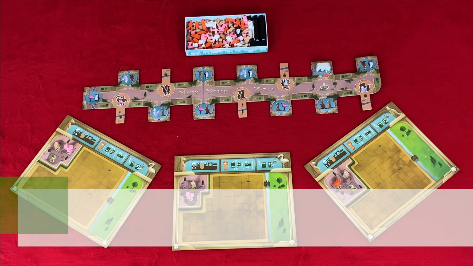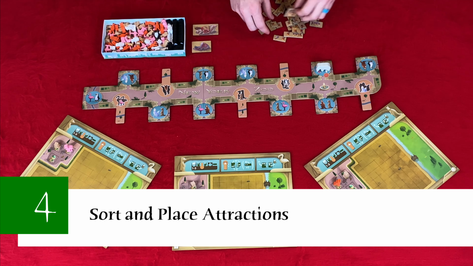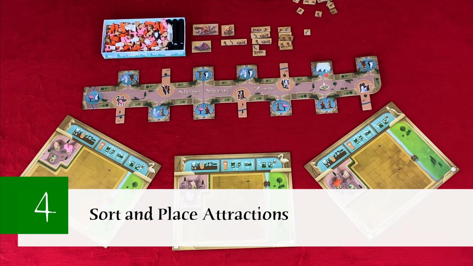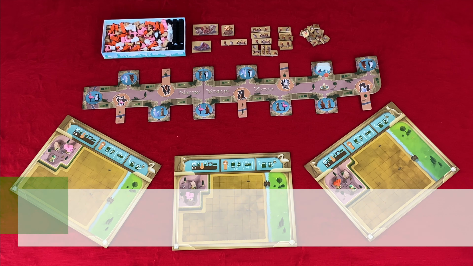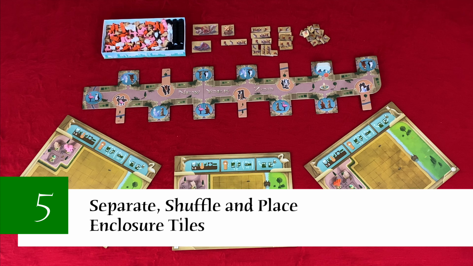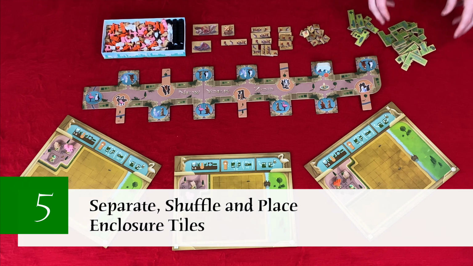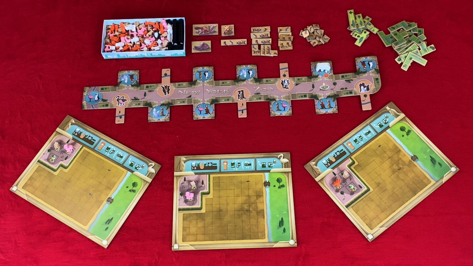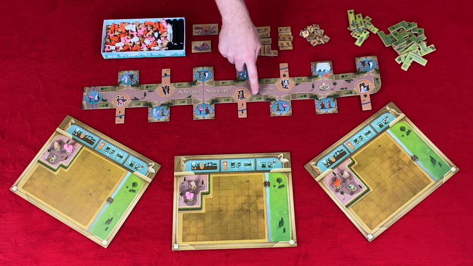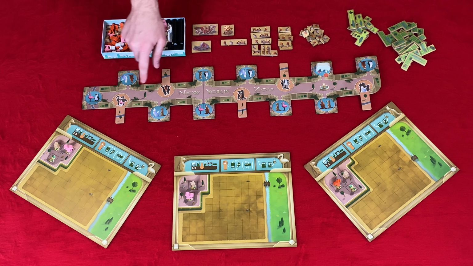Step 4, sort and place attractions. You'll sort the attraction tiles by size and place them next to the play area. Step 5, separate, shuffle, and place enclosure tiles. You'll sort the enclosure tiles by color or number of squares, shuffle each type, and then place them randomly from lightest to darkest, matching the spaces on the action strip.